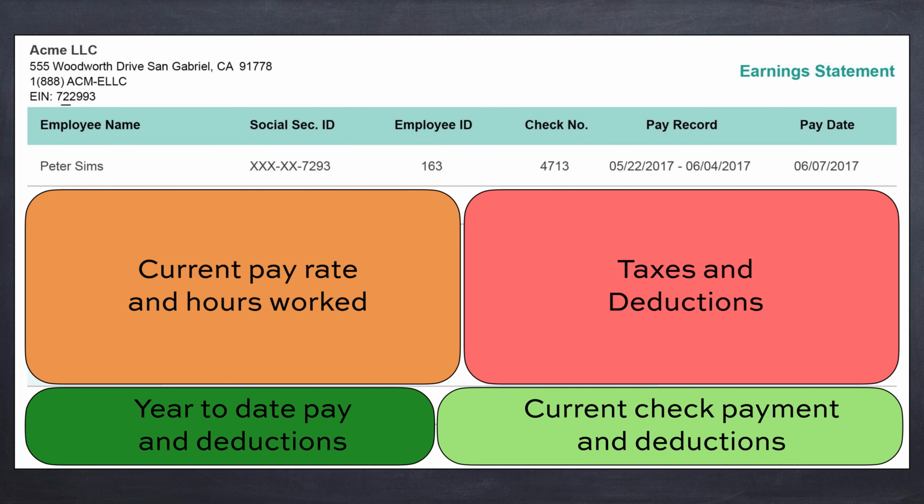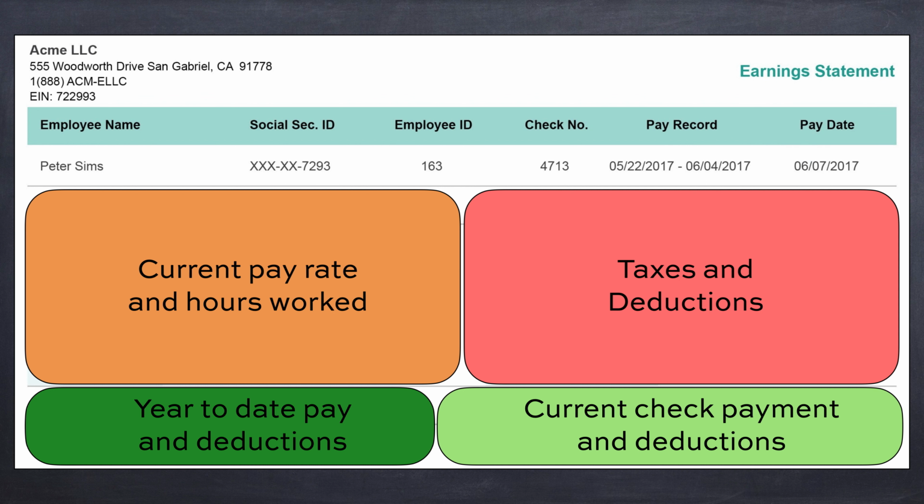So let's first look at the top. Again, you've got the name, your social security number, your employee ID. So this guy is the 163rd employee at the company. And then the check number is the amount of checks the company has written out, so this is the 4,713th check they've written. The pay record is the period of time that you're being paid for. And then the pay date is when they actually sent out the check. So the top part's all just basic info and payment dates.